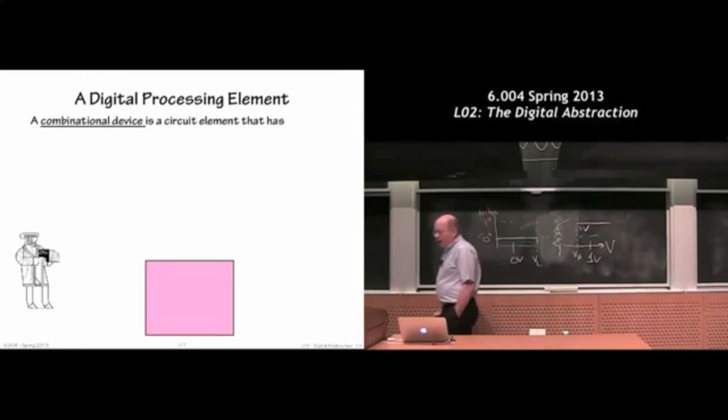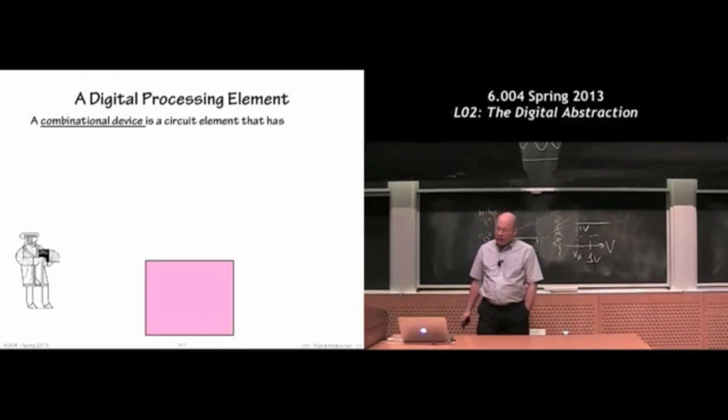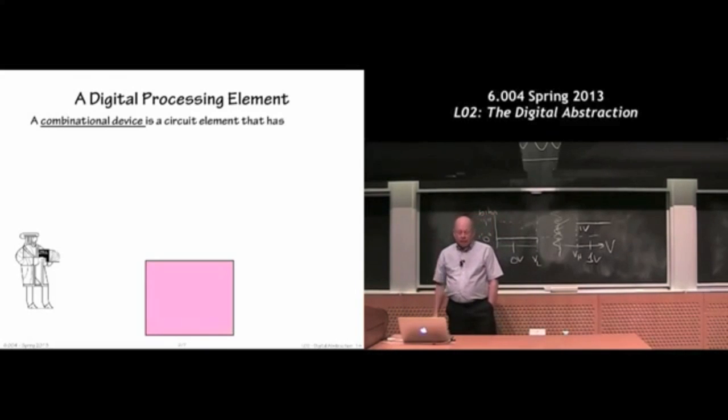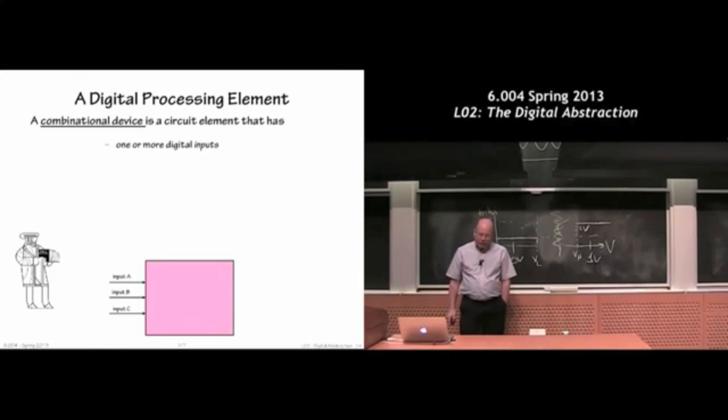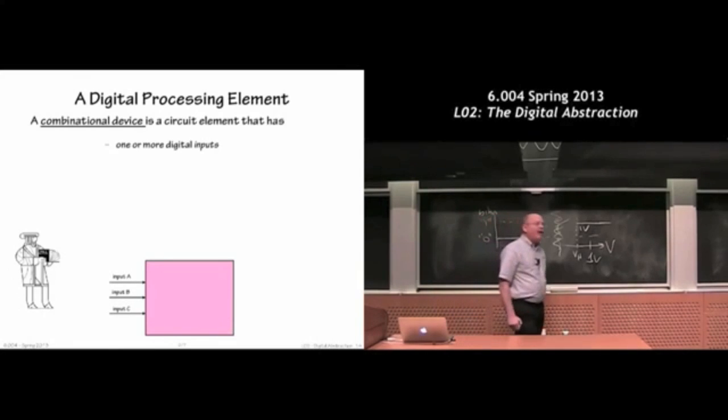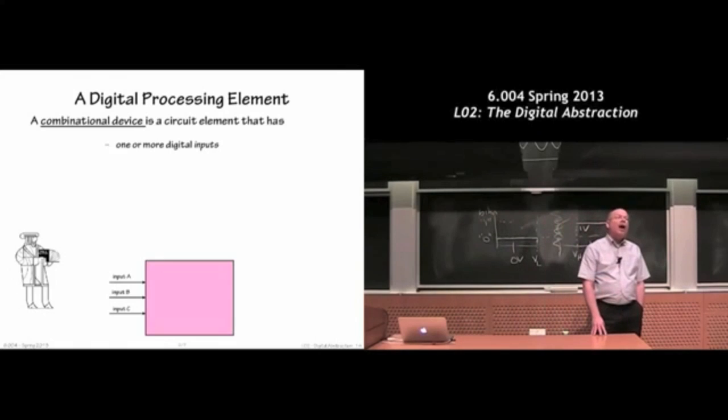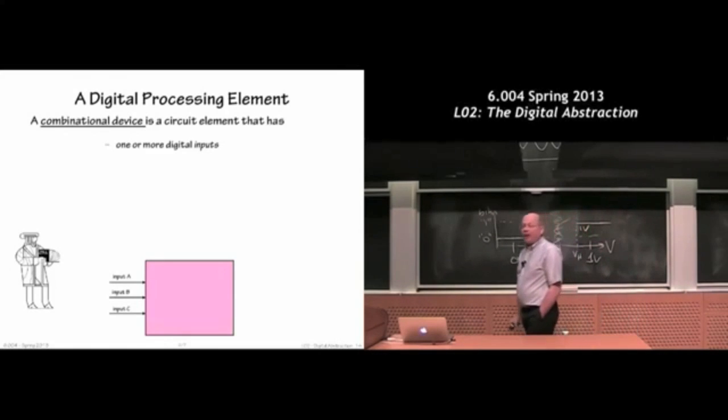So the second thing I want to talk about now is how to build a digital processing element. This slide has the other thing that I hope you'll take away from today, the second of three things. We haven't got to the third thing yet. Okay, so a combinational device. This is a definition of what we mean by the adjective combinational.